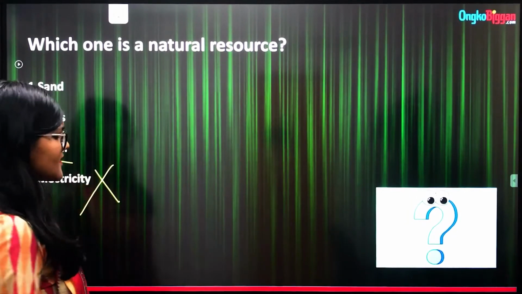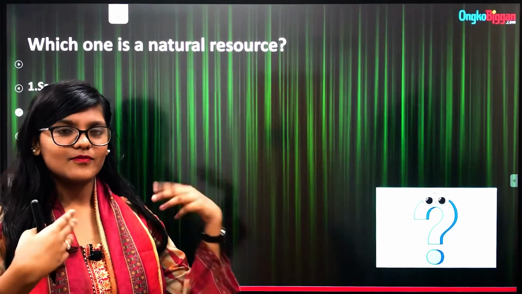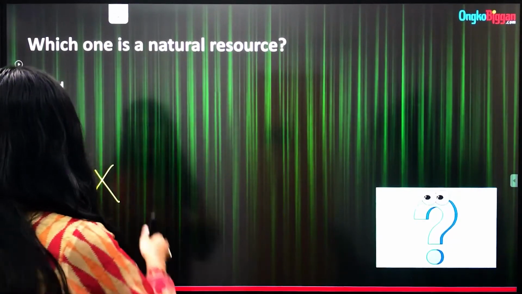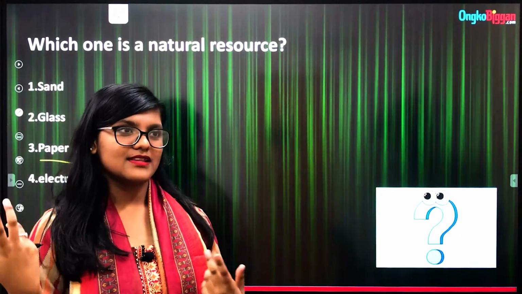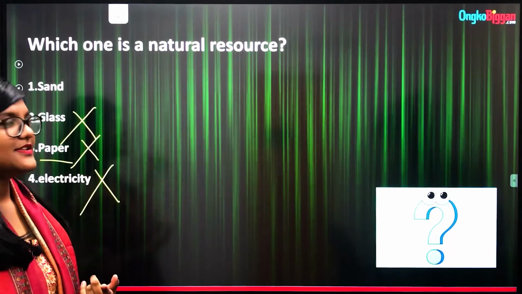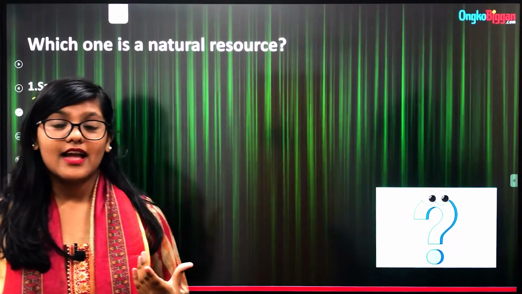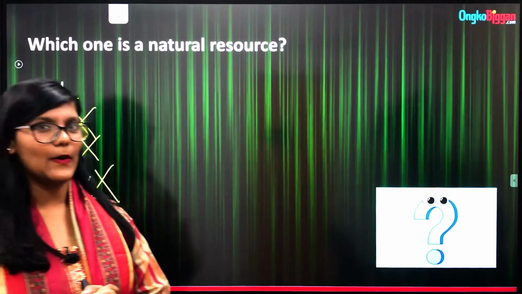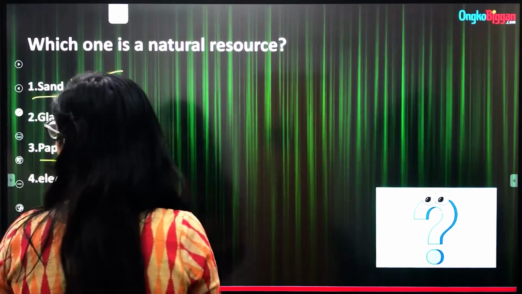Then paper. Paper is obtained from natural resources and made by us, the intelligent human beings, so it is not a natural resource. Then glass. Glass is a man-made thing obtained from a natural thing, sand, so it is also not a natural resource. Then sand. We human beings are so intelligent, but we don't have the ability to compete with nature. Nature is not made by human beings. So sand is a natural resource.